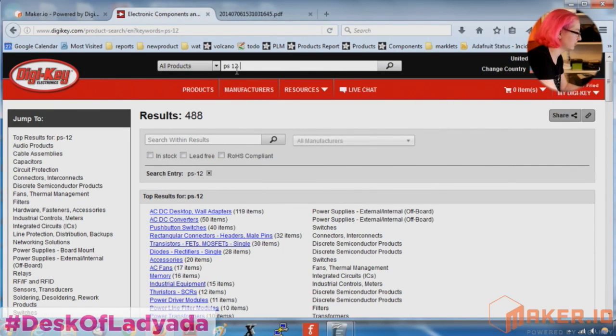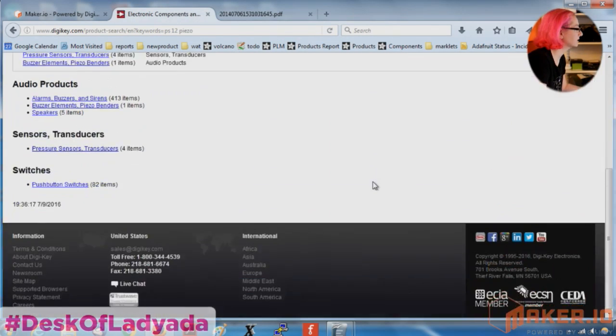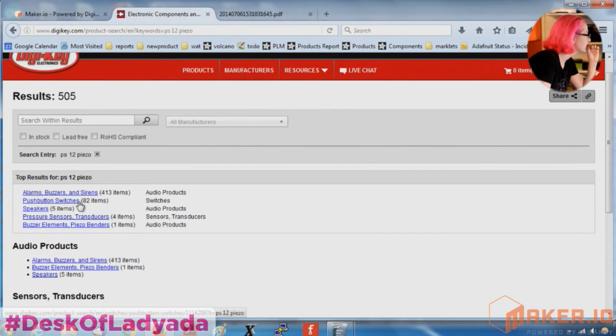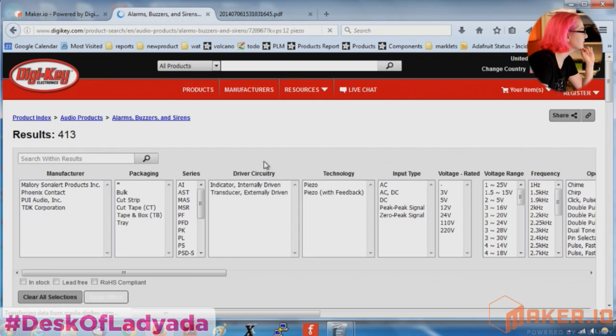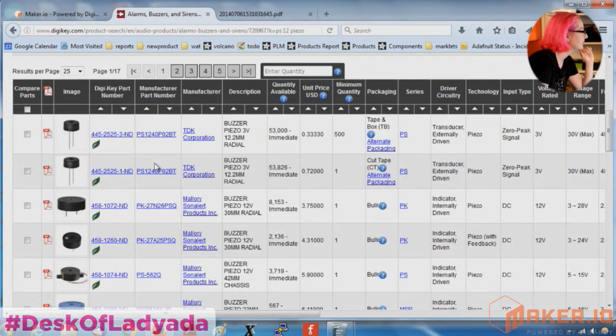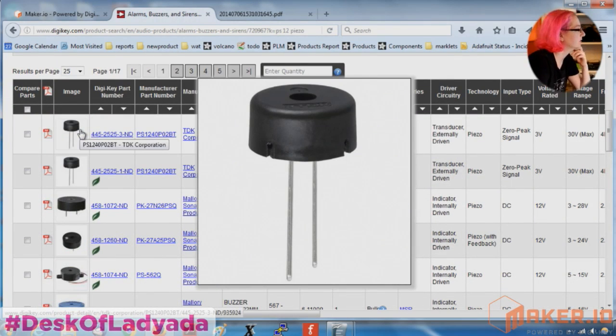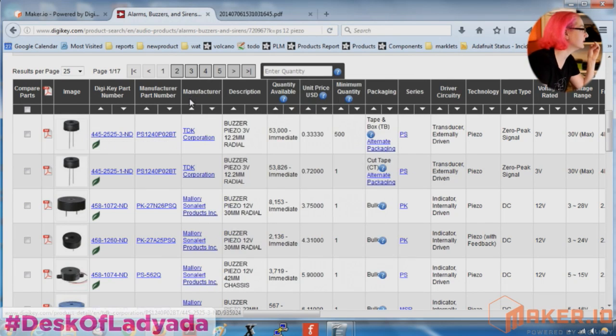Sorry, PS12 piezo. See if I can find the part number that I like using. I think it's under buzzers. Yeah. So this is the piezo I like to use the most. It's a 3-volt piezo. You don't need a driver for it. It's AC. The problem is it's through hole. And all piezos are through hole.